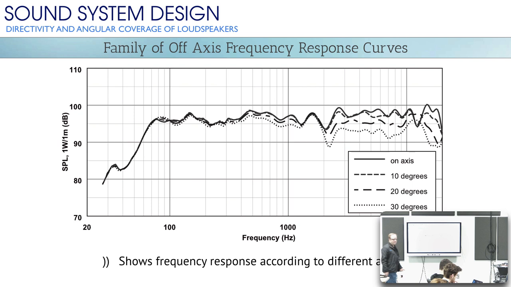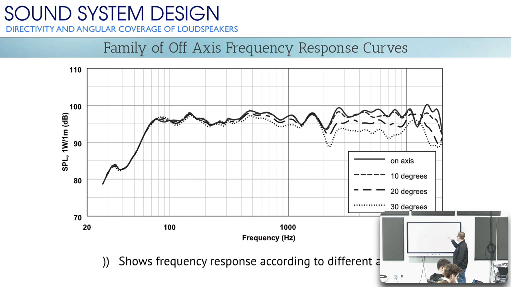So I'm far more interested in how far off axis I can go from this loudspeaker before the frequency response changes more than I'm willing to accept. And that's what you're seeing here. The solid line is the frequency response of this loudspeaker when you're sitting right in front of it on axis. The small dashed line is when you go 10 degrees, how does it change? The larger dashed line is 20 degrees, and the dotted line is 30 degrees.